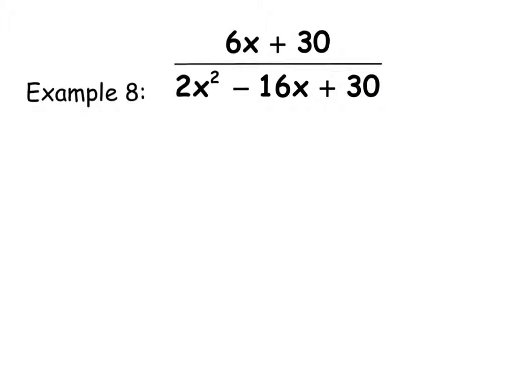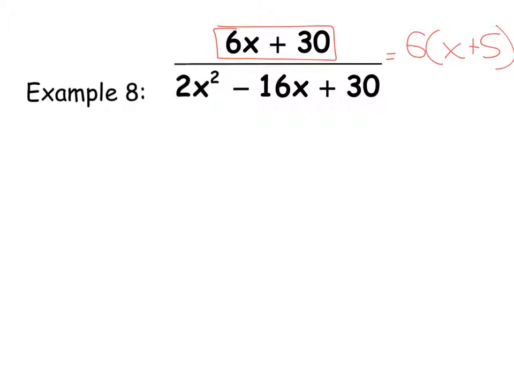Okay, example 8, the ocho. We know what we're doing by now, right? Let's take a look at that. The numerator, 6x plus 30. So what can we factor 6x plus 30 to? Well, we can take out a GCF of 6, right? So that gives us 6 times x plus 5.